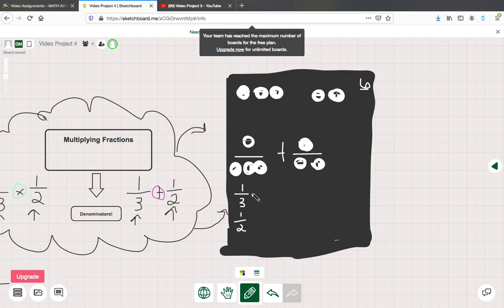So how we're going to get that is we're going to multiply this by 2 over 2, because what we have to do to the bottom half, we have to do the top half. So this equals 2/6. We're going to do the same down here. We're going to multiply this by 3, top and bottom. And this equals 3/6. And if we add these two together, they equal 5/6.